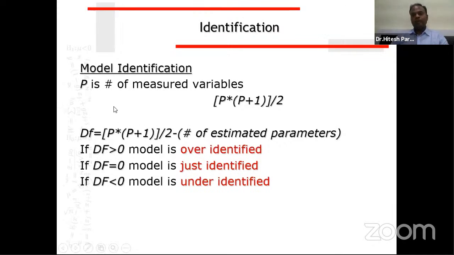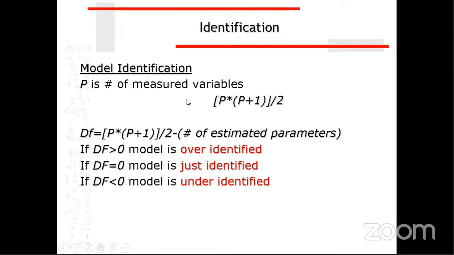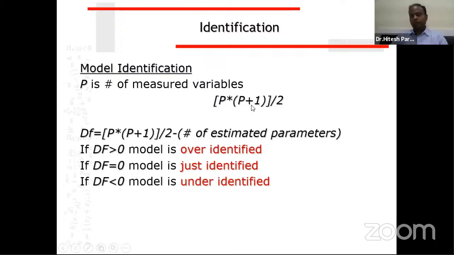So the software will have this kind of equation: rho into rho plus 1 divided by 2, degree of freedom. How will the degree of freedom be calculated? It is rho into rho plus 1 divided by 2 minus the number of estimated parameters. If the answer is positive, then the model is over identified. If the answer is 0, it is just identified. And if it is less than 0, then it is under identified, where rho is nothing but the number of measured variables.